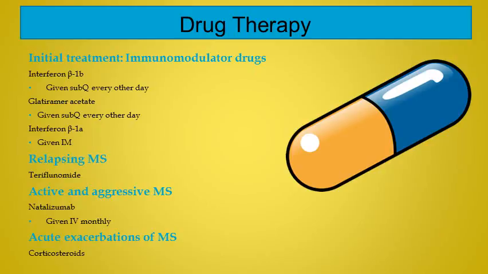Currently, there is no cure for MS. Treatment is focused on the disease process and its symptoms. Initially, immunomodulator drugs are used to modify the disease progression and prevent relapses. Interferon beta-1b and glatiramer acetate are given subcutaneously every other day, and interferon beta-1a is given intramuscularly.